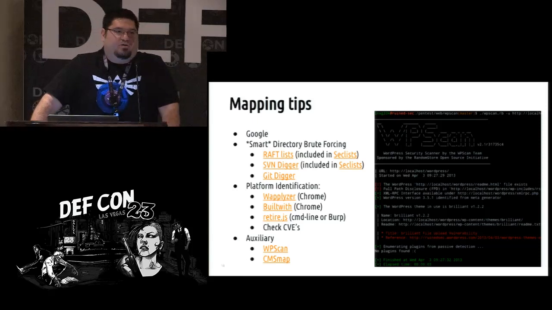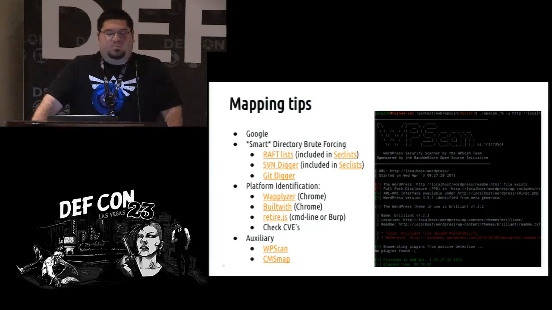So Google is actually your friend, right? You can get a lot of parameter information from just Googling a domain and figure out what happens there. I know there are some parameter parsing scripts, but I couldn't find a really good one for this presentation. But you can parse parameters out of the Google cache stuff.